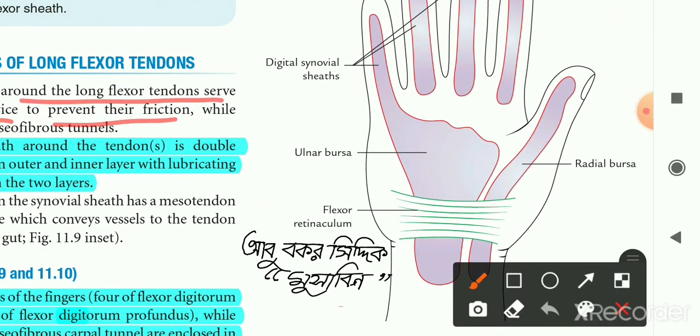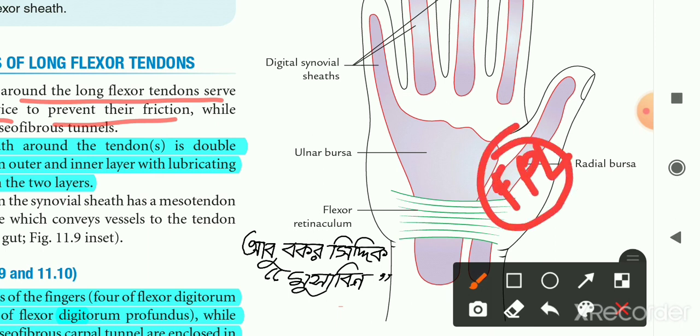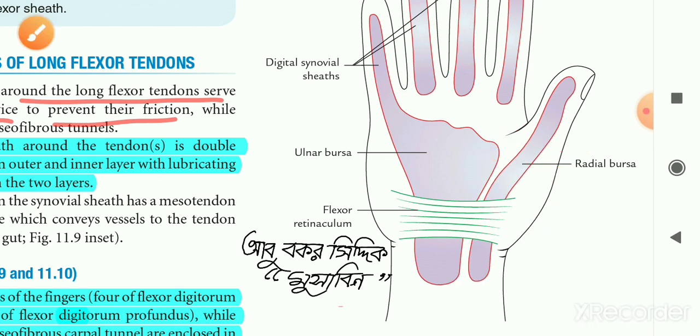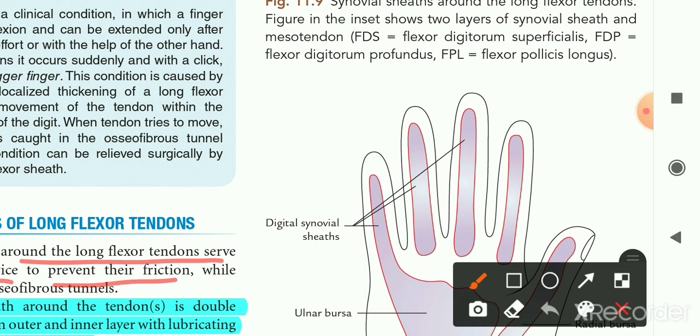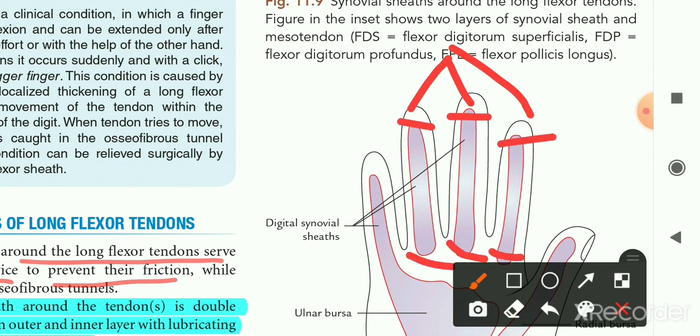So this is the radial bursa. The tendon of the flexor pollicis longus is covered by the radial bursa. And these are the distal synovial sheaths. These distal synovial sheaths are present in the medial 3 fingers, and they extend from the distal phalanx of each digit up to the base of the metacarpal bones.